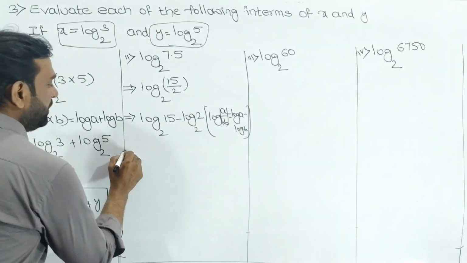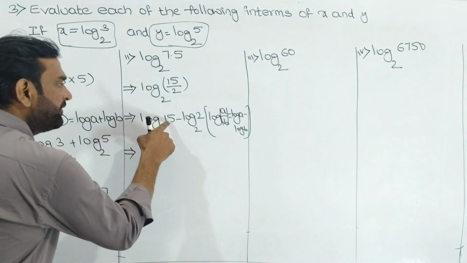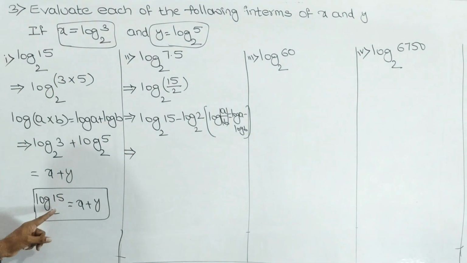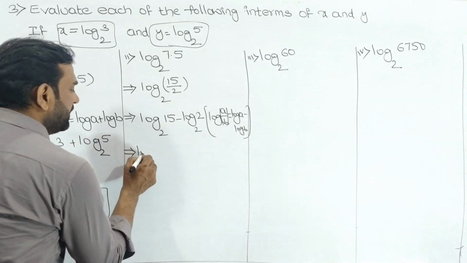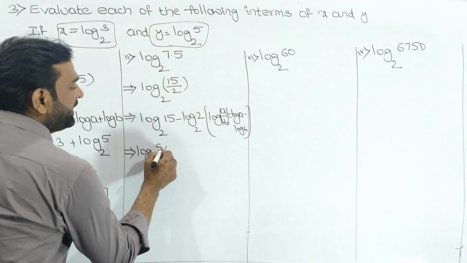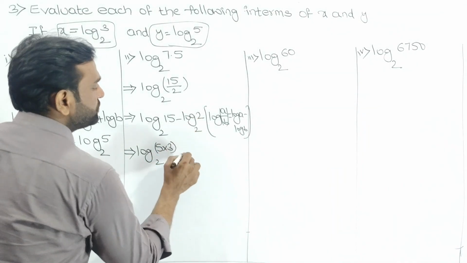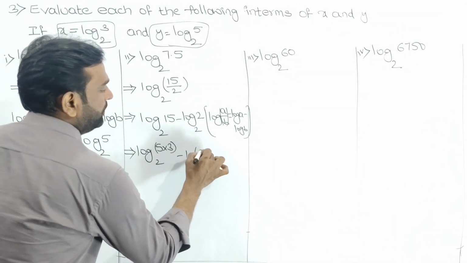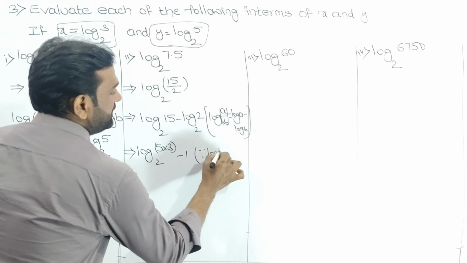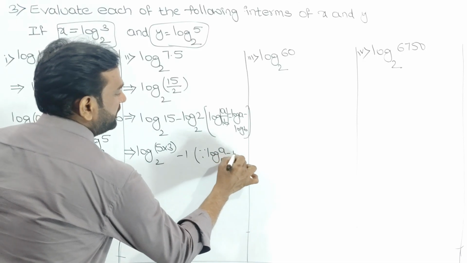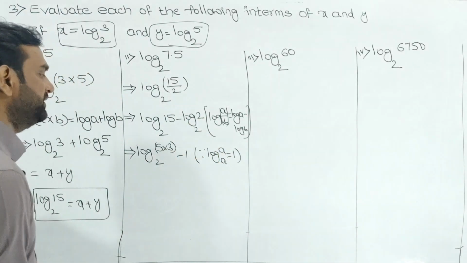Okay. Now, again the same, log 15 base 2. Already we got log 15 base 2 as x plus y. Same procedure. Log 15 can be written as log 5 into 3 base 2 minus log 2 base 2. Log 2 base 2 value is 1. How? Log a base a is 1. So, by this, log 2 base 2 is also 1, I wrote there.